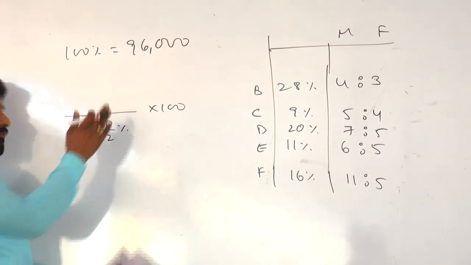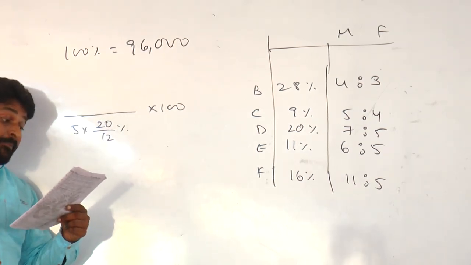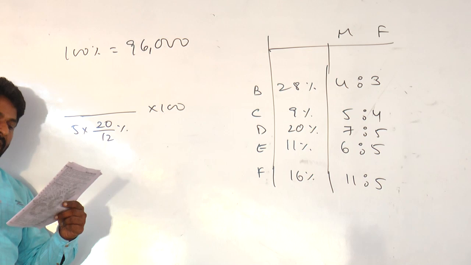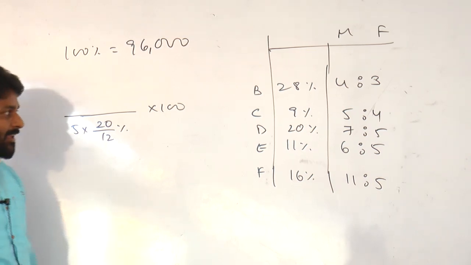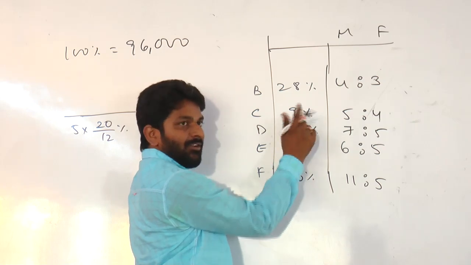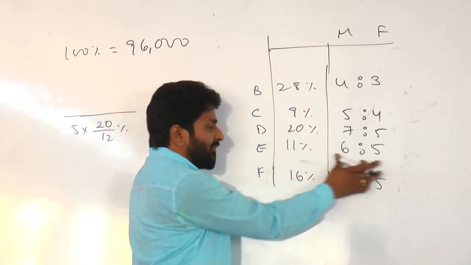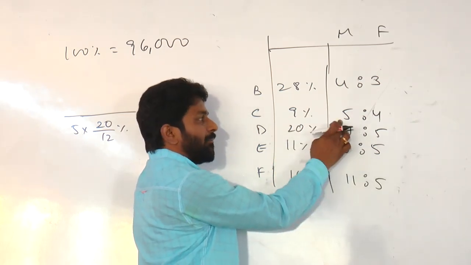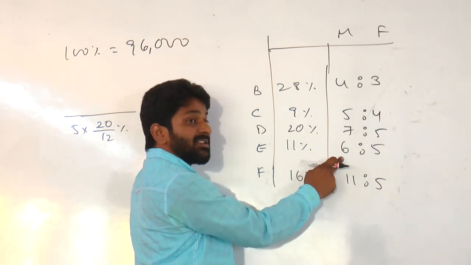Okay? And now, male candidates. Number of average male management students from C and E. In C, how many parts do we have? 9 parts, 9%. 1 part, 1%. E we have already calculated, 1 part, 1%. Male here are 5 parts, and here 6 parts.